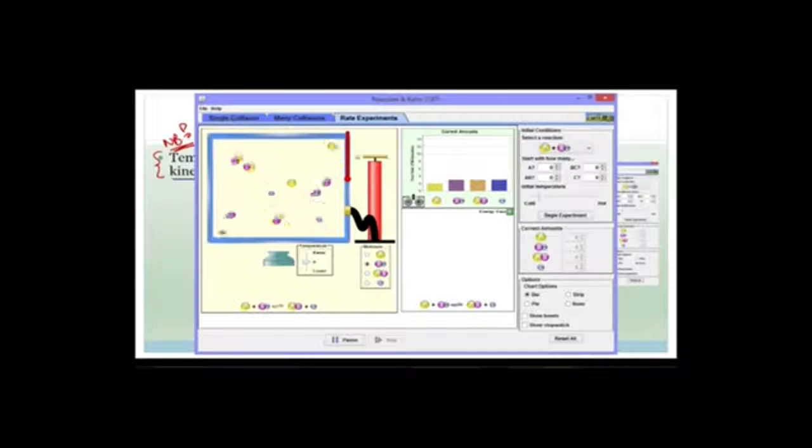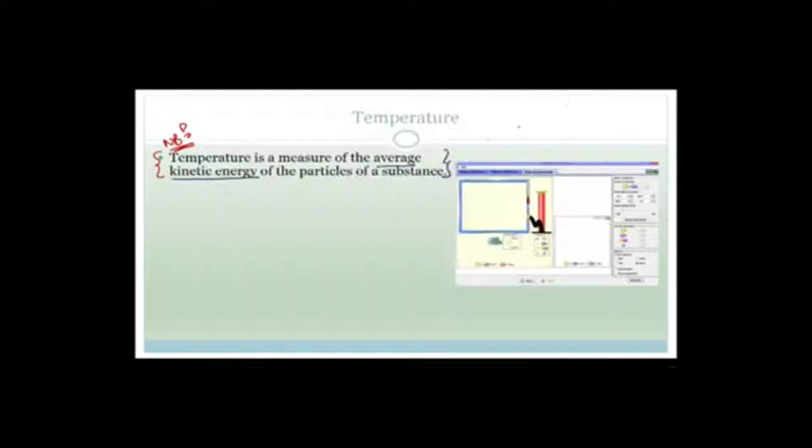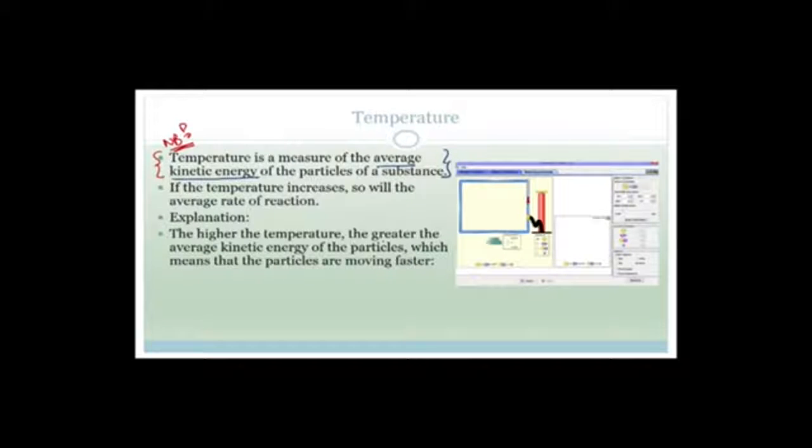While the temperature is hot, you can see beautiful reactions occurring. There's lots of different things happening here, and the temperature is still hot, and we're getting a lot of reactions occurring. Okay, so why is that? By increasing the temperature, do you agree? By increasing the temperature, we're increasing the average rate of the reaction. And why is that? Because by increasing the temperature, we're increasing the average kinetic energy of the particles, which means the particles are moving faster.